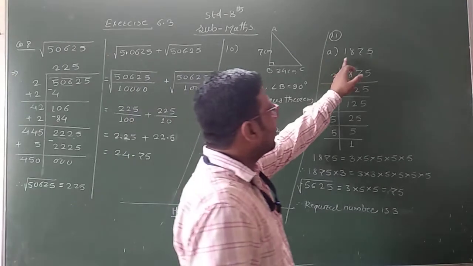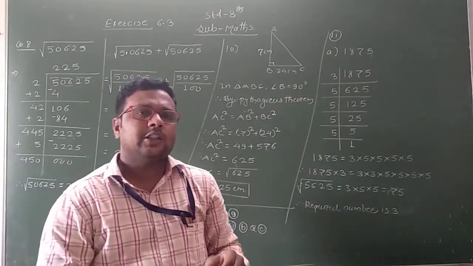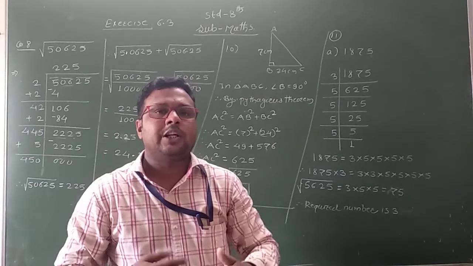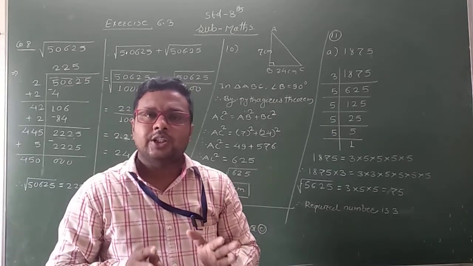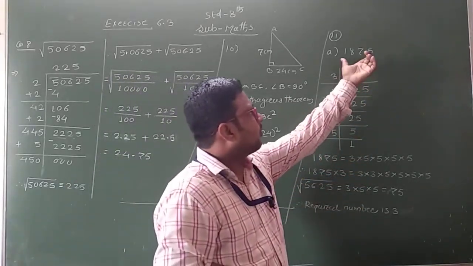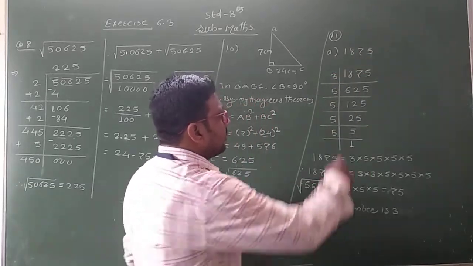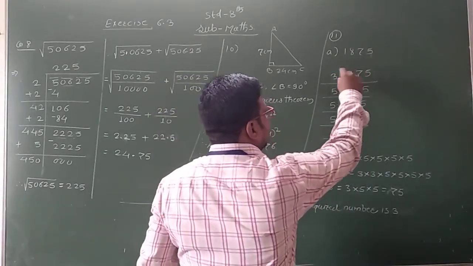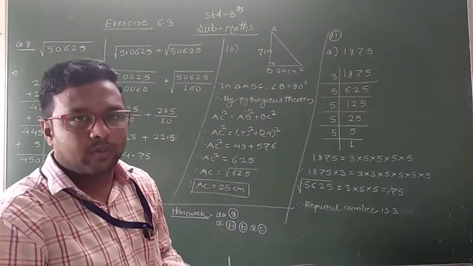It means 1875 is not a perfect square number. If there is a question, by which number we multiply or by which number we divide, use the prime factorization method. Okay, or use the prime factors for the given number. First we find out the prime factors of the given number. 1875 is divisible by the first prime number, that is 3. It is not divisible by 2.